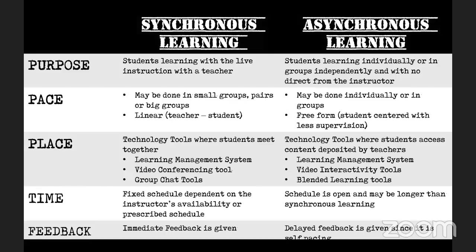Along the idea of remote learning, I'd like to first define the difference between synchronous and asynchronous learning, because these are things that have been very much introduced when we talk about remote learning, and what exactly should be the context of people when we utilize online instruction for students to really maximize learning. I divided it into categories like purpose, pace, place, time, and feedback.